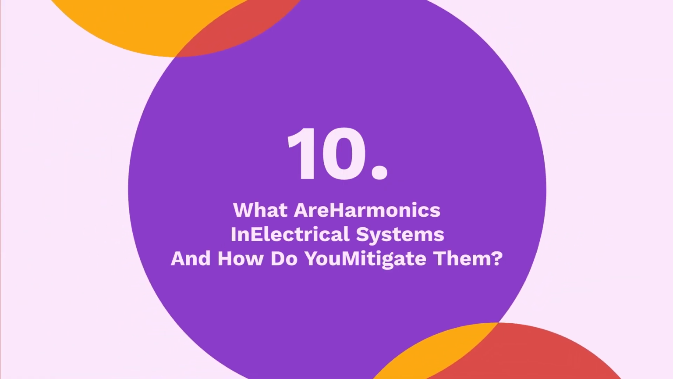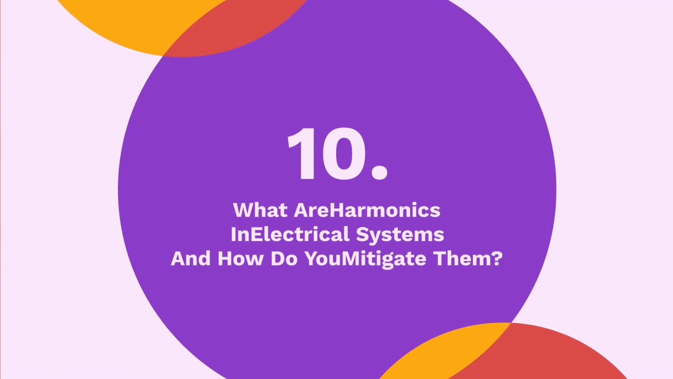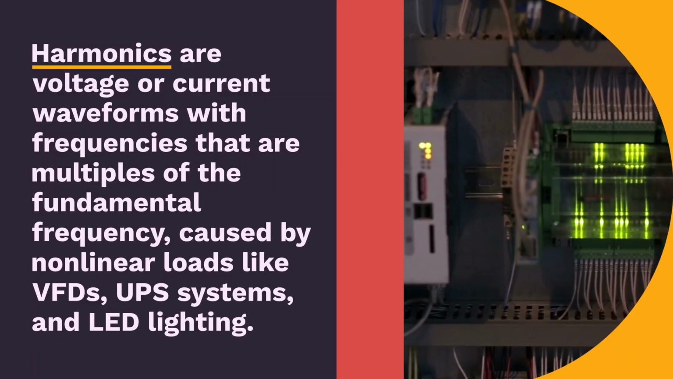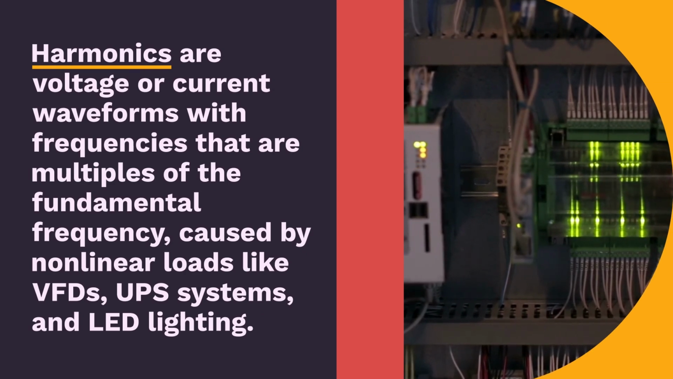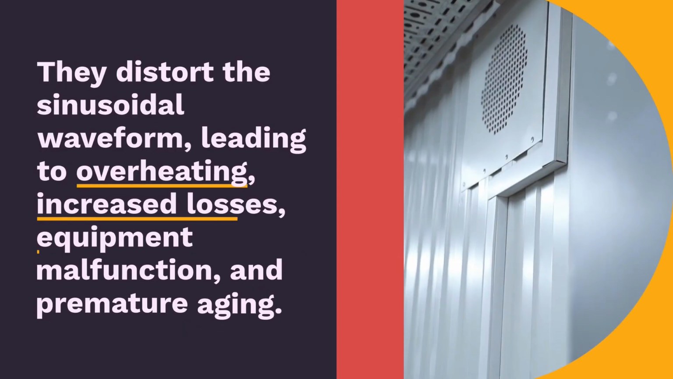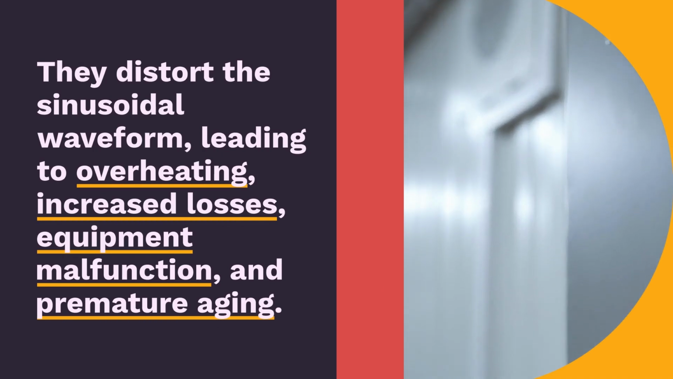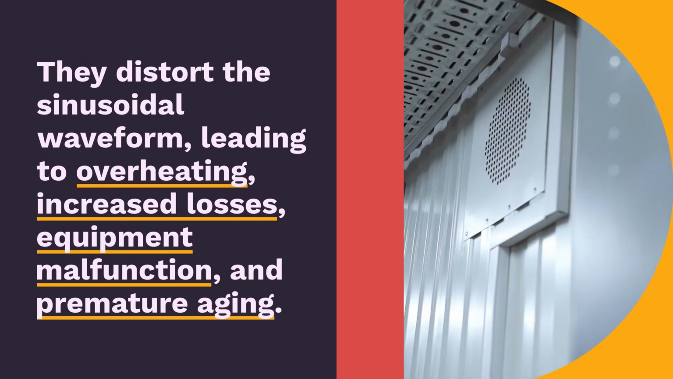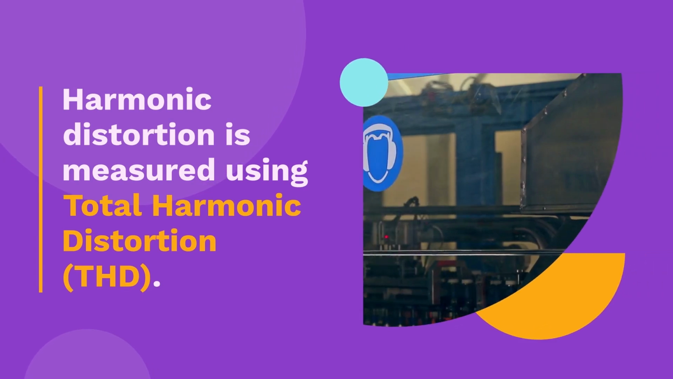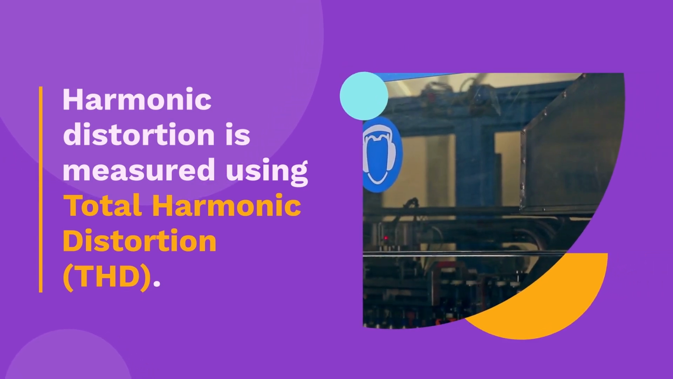10. What are harmonics in electrical systems and how do you mitigate them? Harmonics are voltage or current waveforms with frequencies that are multiples of the fundamental frequency, caused by nonlinear loads like VFDs, UPS systems, and LED lighting. They distort the sinusoidal waveform, leading to overheating, increased losses, equipment malfunction, and premature aging. Harmonic distortion is measured using total harmonic distortion, THD.